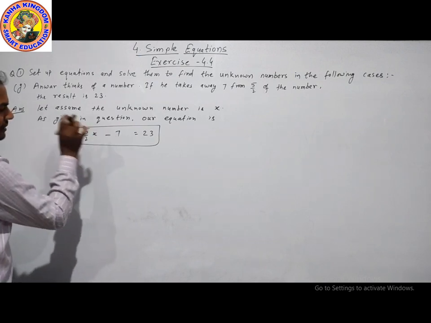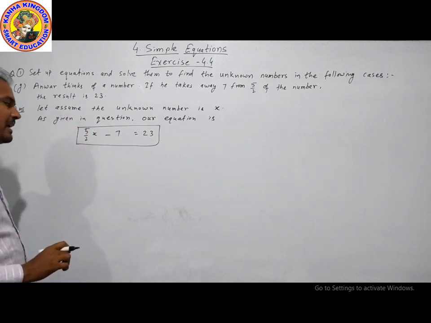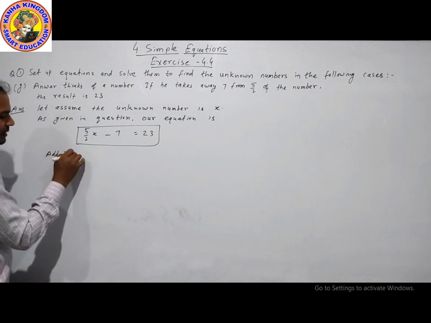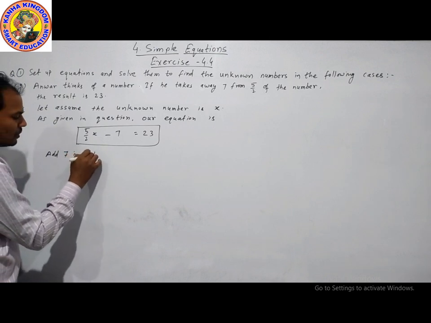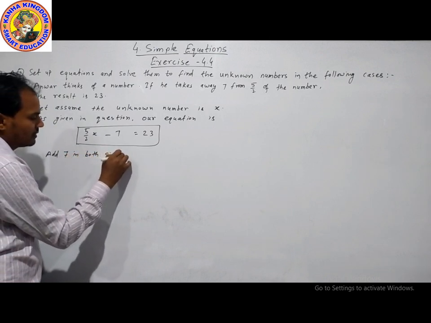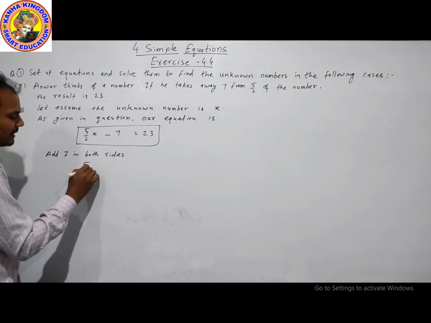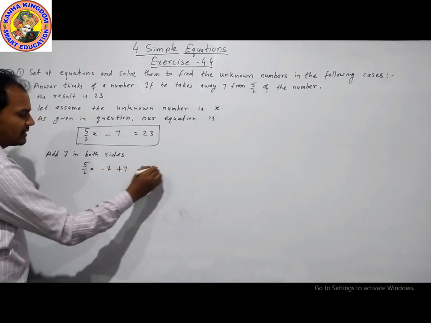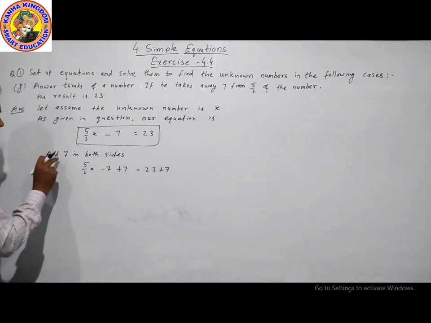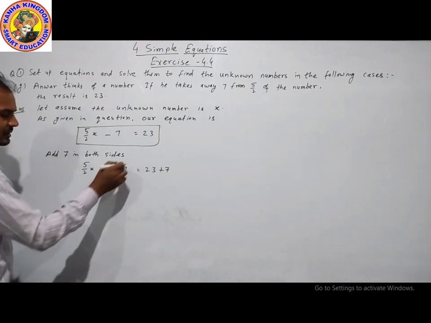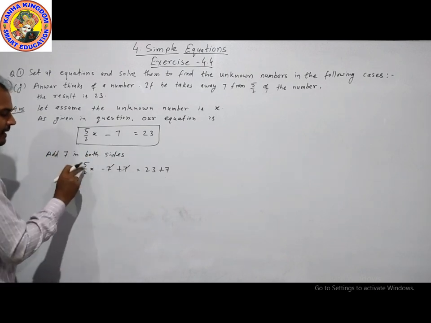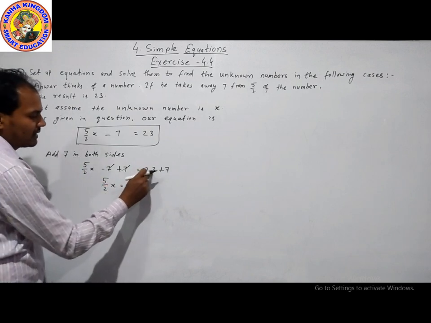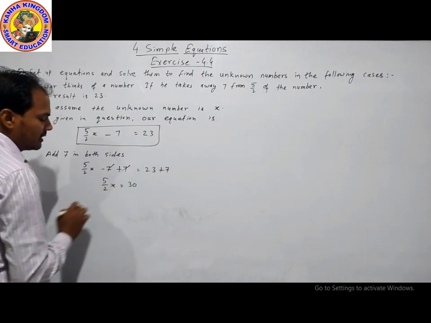Now here is minus 7, so we will take plus 7. Add 7 in both sides. Our equation is 5 by 2 x minus 7 is equal to 23. We will add 7 in both sides, plus 7. 7 and 7 will be cancelled. Here is 5 by 2 x, and 23 plus 7 is our 30.